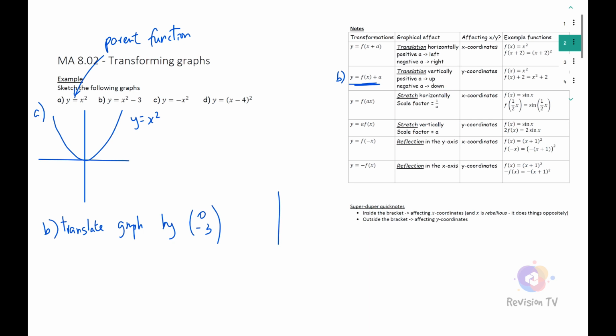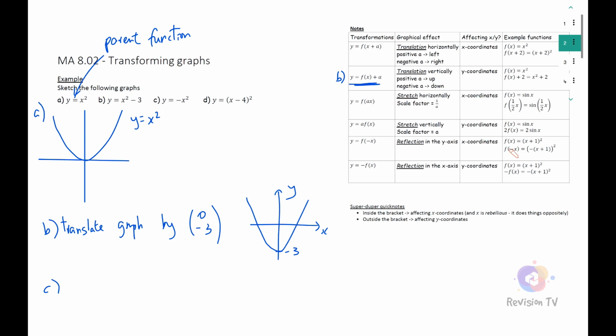So how does the graph look? Well, it's a sketch. Sketch means it doesn't have to be to scale. So move down by 3, it means we're touching the origin in here. Now the y-intercept will be minus 3, and that's the answer. Okay, part C. y equals negative x squared.